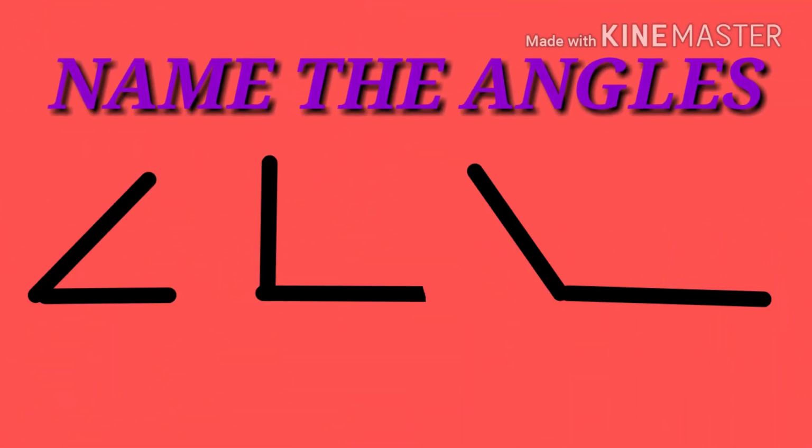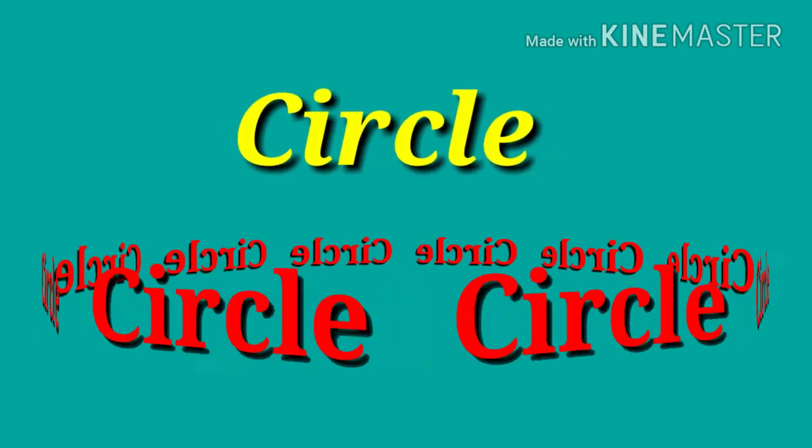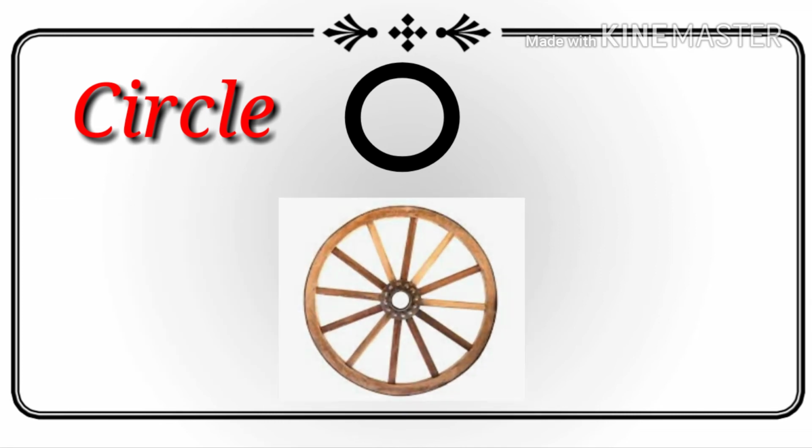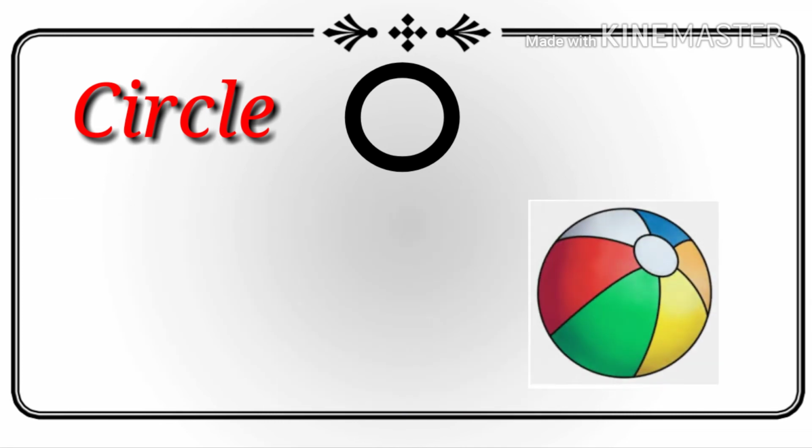Now student, observe the figures below and name the angles: acute angle, right angle and obtuse angle. Now we learn about the circle. The examples of circles: bangle, wheel and the ball. All the above objects are circular.